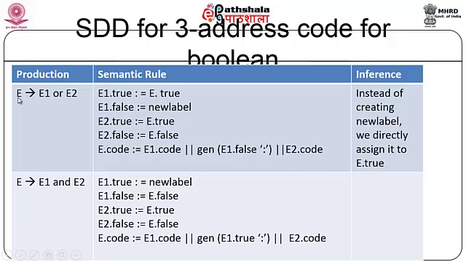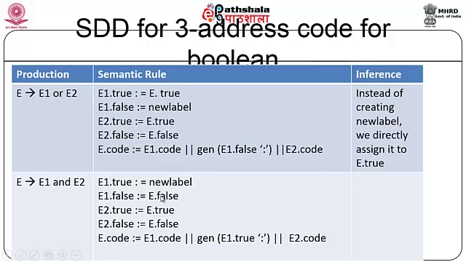So the code corresponding to LHS E will be: generate code for E1, generate a new label for E1's false, and then you evaluate E2 dot code. Now, this assignment here ensures that the LHS expression will be either true or false depending upon whether E1 is true or E2 is true, provided E1 is false, and E will be false if both are false.